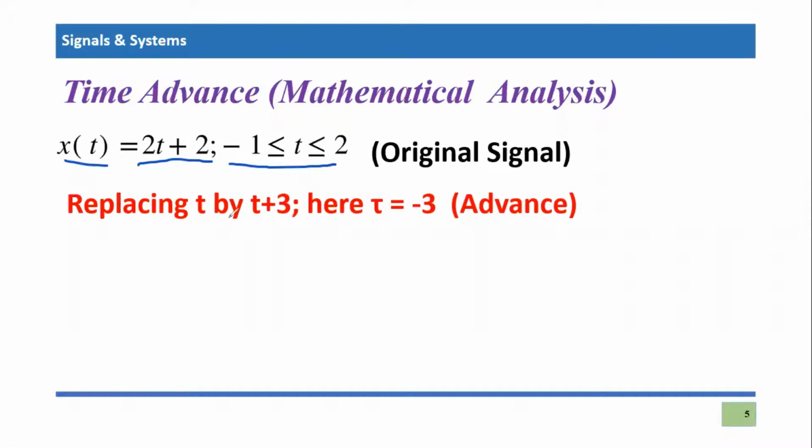So let's say I'm going to replace t by t plus 3. If you are noticing it, remember, we replace t by t minus tau. So t minus tau, if you compare it with this value, t plus 3, so tau would become equal to minus 3. And you notice it is a negative value. That means you are going to shift in time towards left. That I have already explained earlier. So that means your signal will be time advanced, right? So let's see what is going to happen if you are going to replace it.